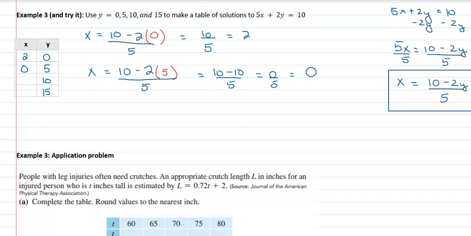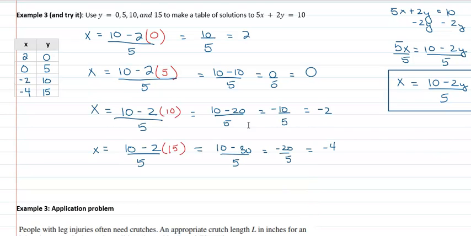Okay, so the next two I'm going to let you do. So we've got 10 and 15, so try those. Of course, I'm not having you rearrange, but if you're doing this on your own, you would rearrange it. So pause the video and come back and see if you got the answers right. Okay, so the answer is shown here. And I just followed what I was doing up above. You should get -2 and -4.